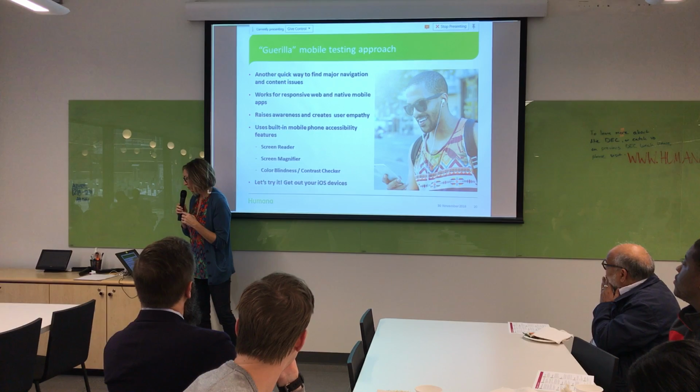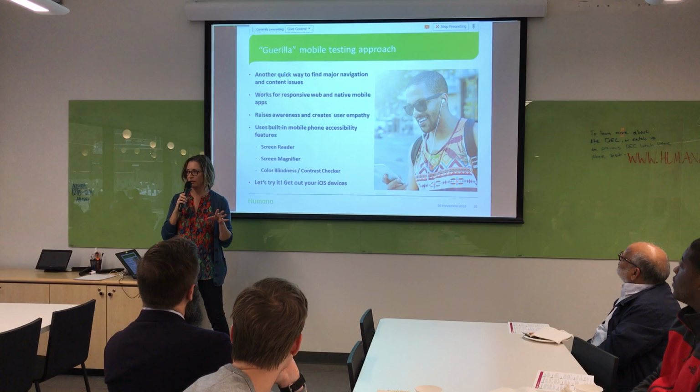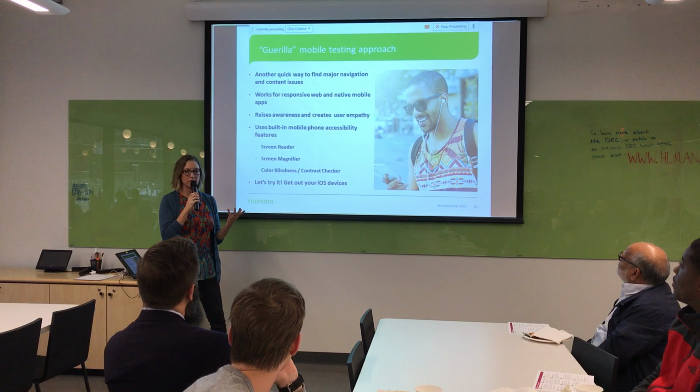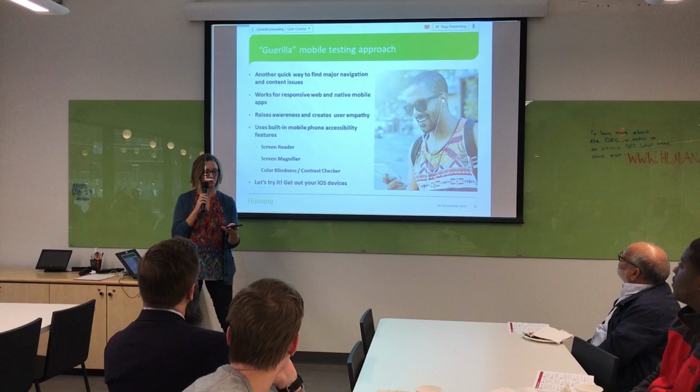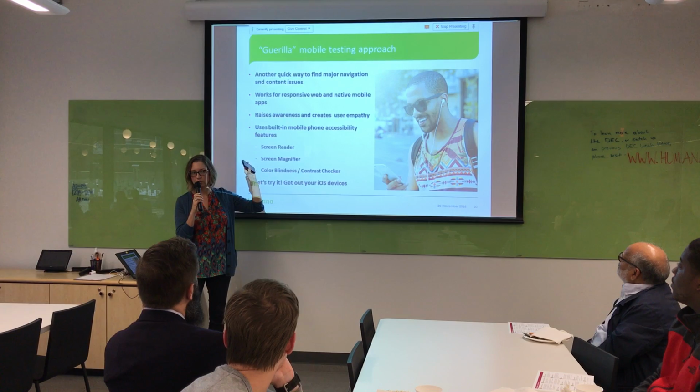So we've also got this kind of guerrilla style of accessibility testing that I want to try out with this team in particular. Since you guys are kind of a guerrilla group, I think you have to give me feedback on how this works. You can use your native mobile device accessibility app called VoiceOver. These are some of the ones that we use regularly: a screen reader, a screen magnifier, and a color blindness contrast checker. So all these tools are available in your phone.